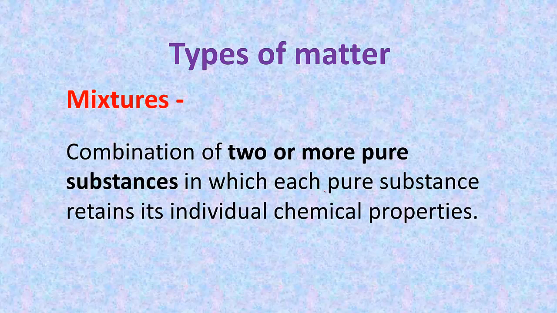A mixture is a combination of 2 or more pure substances. So it's 2 or more elements, 2 or more compounds, or 1 element and a compound. And each pure substance retains its individual chemical properties. So let's say we talk about salt water, we can evaporate this and we can get our salt all by itself and our water as a gas. But the water still acts like water and the salt still acts like salt.